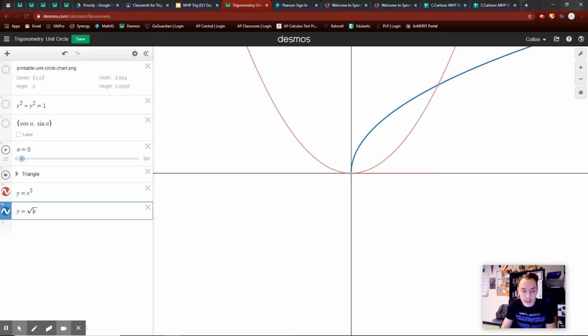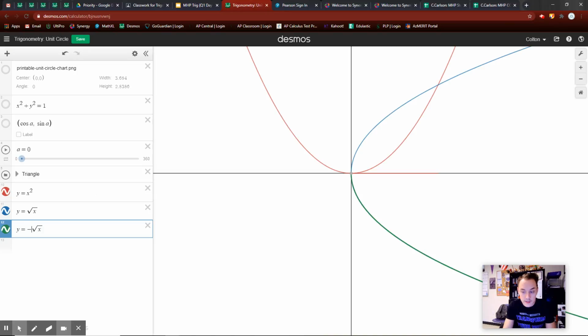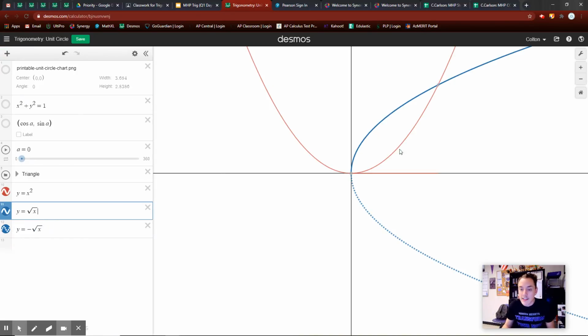Now watch what I do here. What if I do y equals square root of x negative? What happens? Okay, now just to make it a little bit more presentable here, let's do this. Okay, that's pretty. No, I like the little dots. I want to be adventurous. All right, now this right here, the blue, is my inverse function, the square root of x. Now this right here, the red, is my x squared function.